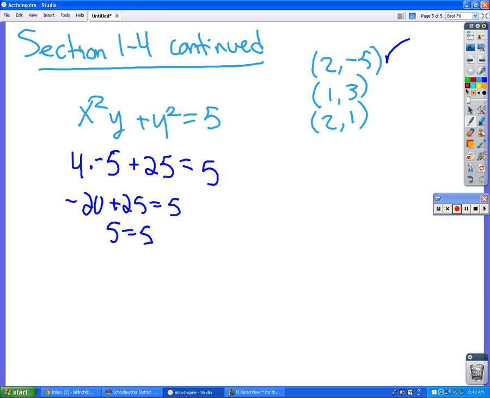All right, let's take a look at the next one. If you plug 1 in for x, you get 1. 1 times 3 is 3, plus 3 squared is 9. Does that equal 5? Nope, so this one is not there. Okay, and then the last one, what do you think? It's 4 plus 1. Yeah. 4 plus 1 equals 5.